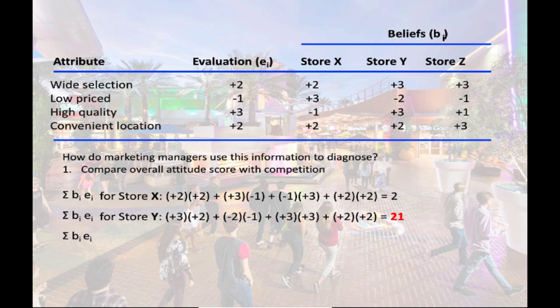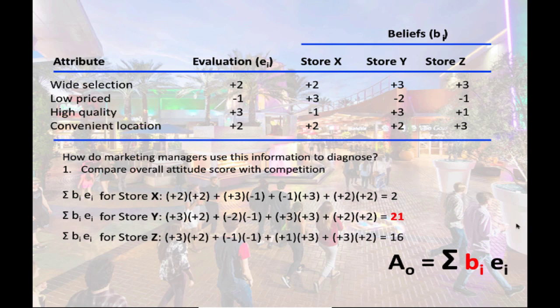Here's the computation for store Y. So now it's starting to come into context what our score of a 2 means, right? Store Y scored a 21 and store Z scored a 16. And as a reminder, this is the formula. You should definitely commit it to memory.